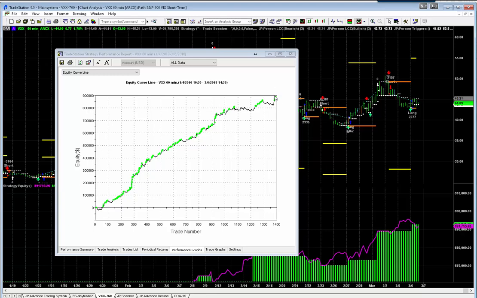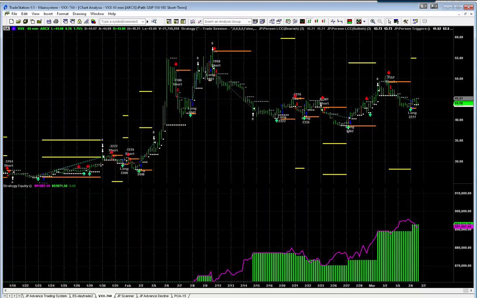And yes, this is the performance since January of 2010. So it's a pretty serious model, a great equity curve, and the signals are responding quite nicely. So we're pretty pleased with this particular product. With that said, let's take a look and see how things are turning for other markets right now.